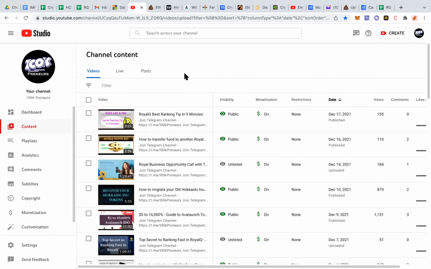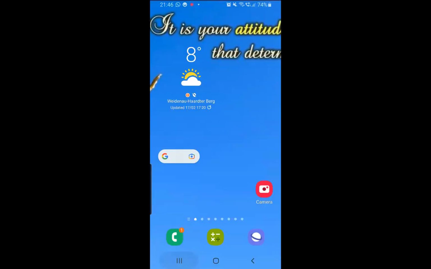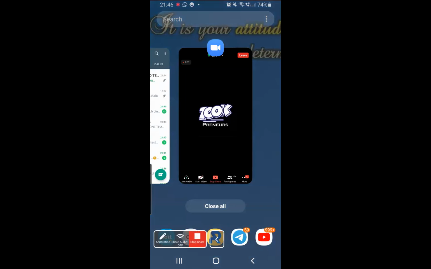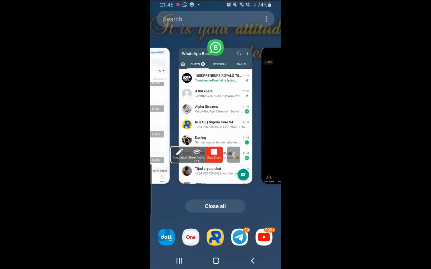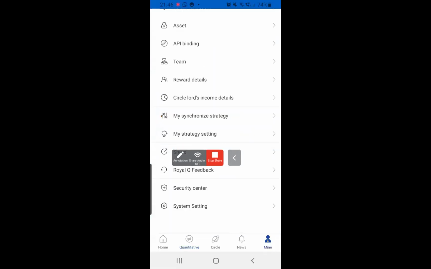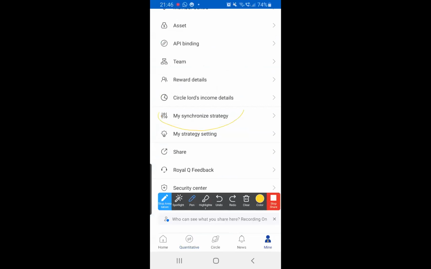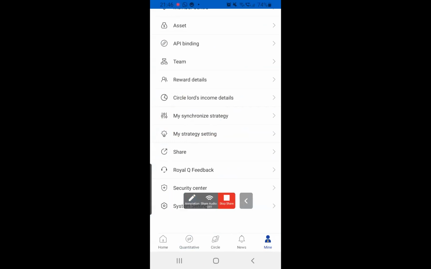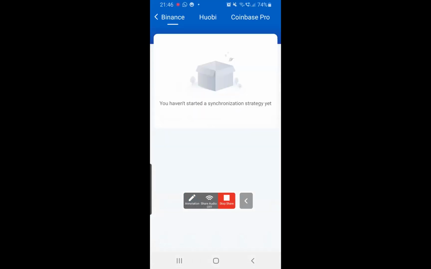Okay. To unsync from a trader is easy now. All you need to do is go to your bots. Go to your bots. Click on mine. You will see my synchronized strategy. You see that? My synchronized strategy from mine. If you click there, if you are syncing any trader, it will show there, then unsync. Okay, so let me hear it again, sir. Go to mine, you see my synchronized strategy around the middle area or so. Yes. And then unsync.